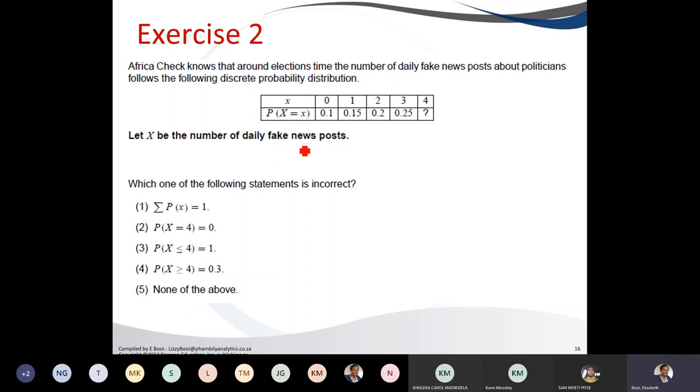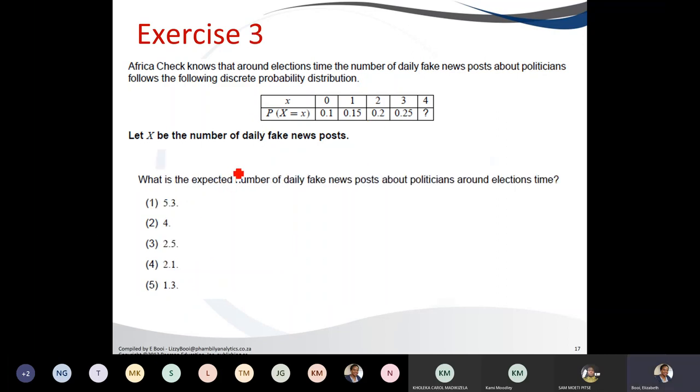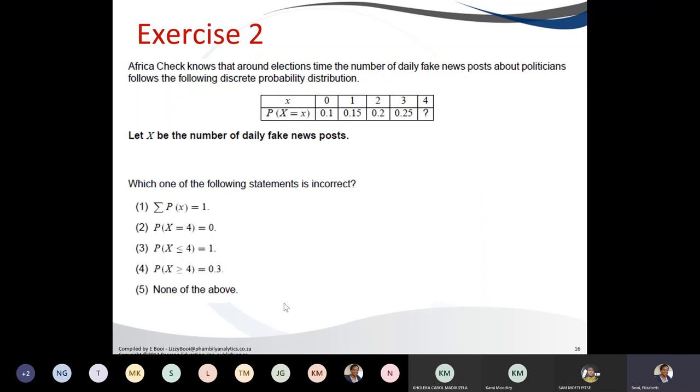Those who are done, you can continue and answer the next one, which just asks you to calculate the expected number. Same question, just calculate the expected number. I'll go back and wait there.